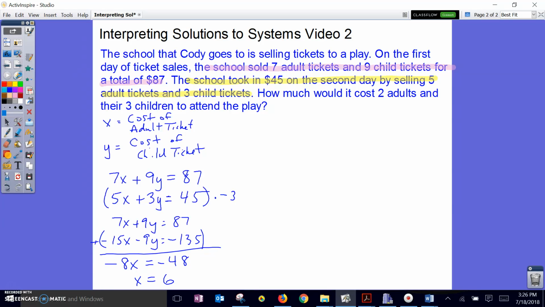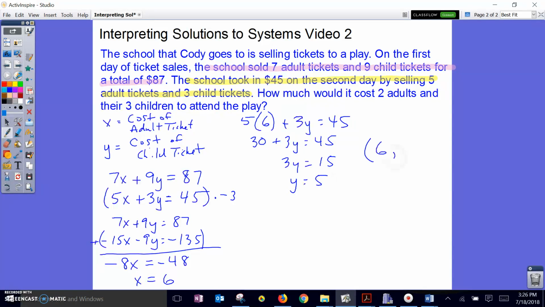We'll put 6 back into one of these equations to find the value of y. I'm going to use the second equation because the numbers are a little smaller. And we go ahead and do that to solve for y. We find y equals 5. And so the solution to the system is the ordered pair 6, 5.